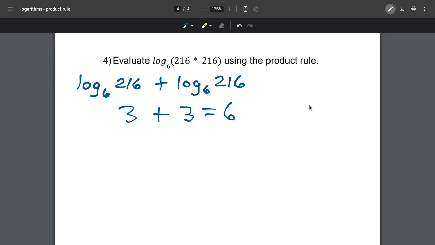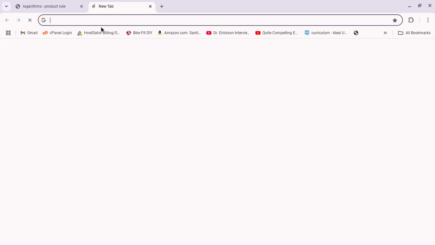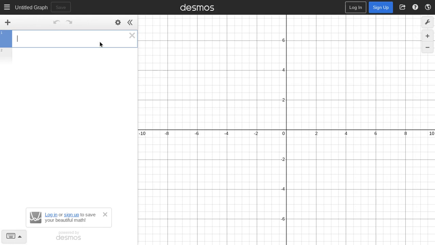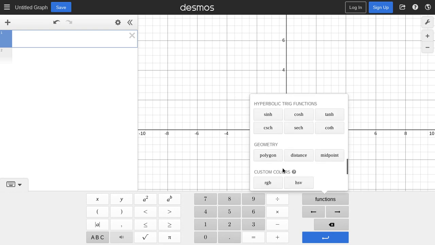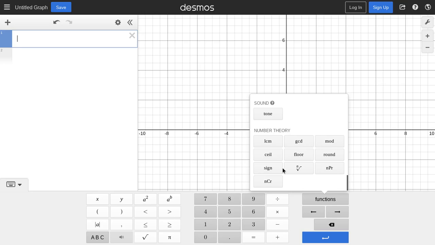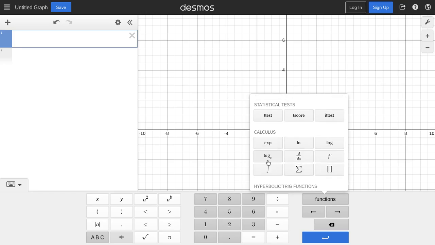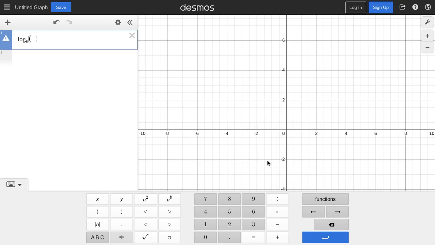Okay. Now this is 216 squared. We could check that via Desmos. So let's go up to Desmos here. And if I do, let me go down to my functions here. Let's go to the functions, and we go to calculus, and we have log with the base of a, so I can do log base 6, and I could do 216 squared, and you see there it equals 6, okay?